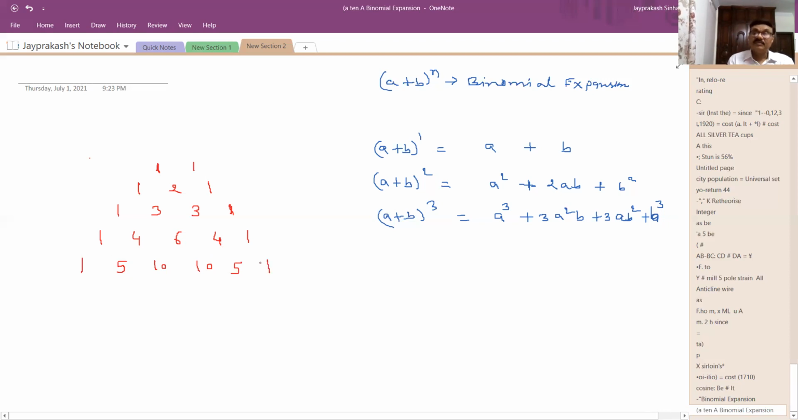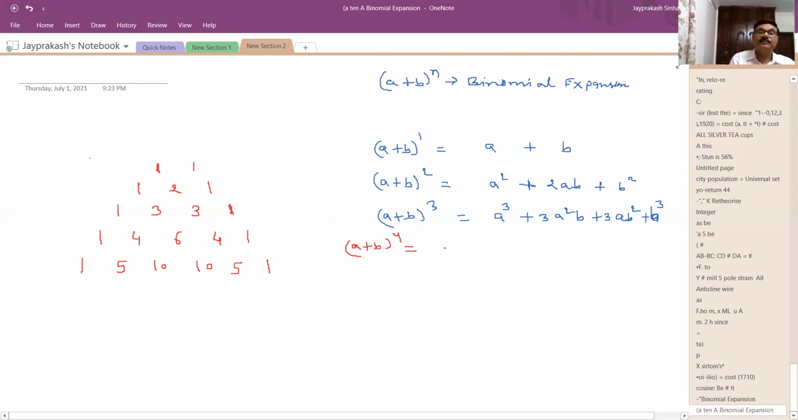And see, one more thing here. When the power is 1, a plus b to the power 1, then the number of terms will be 2, means 1 plus 1. When the power is 2, then the number of terms in the expansion will be 3. When the power is 3, then the number of terms in the expansion will be 4. Like that, if the power is 4, a plus b to the power 4, the number of terms in the expansion will be 5.